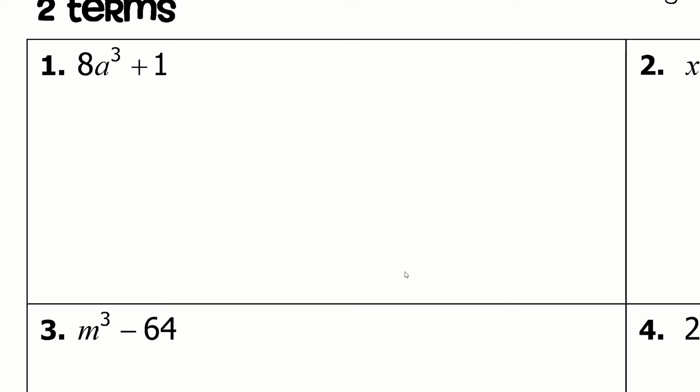Again, you're supposed to factor, and we talked about three different types: two-term binomials, three-term trinomials, and then four-term polynomials by grouping. So we're going to hit these, and I'm going to hit it pretty fast, hit it pretty hard.